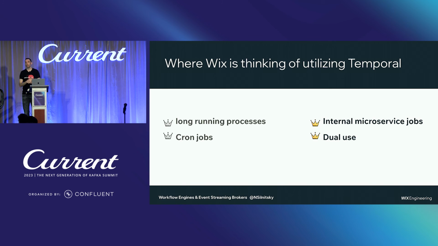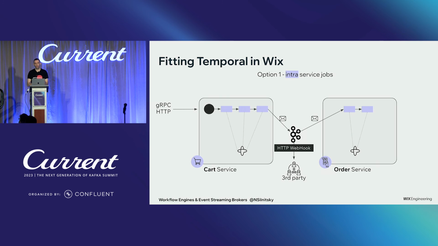So what can Wix do here? Well, maybe we can just use a workflow, but inside the boundary of a single microservice. Or alternatively, because we lose some of the benefits of Temporal workflows if we do that, maybe we can do it with dual use, where you get the Kafka triggered or HTTP triggered flows with the open platform. Plus, in addition, you can also trigger the same flow with Temporal. So what do I mean by these two options?